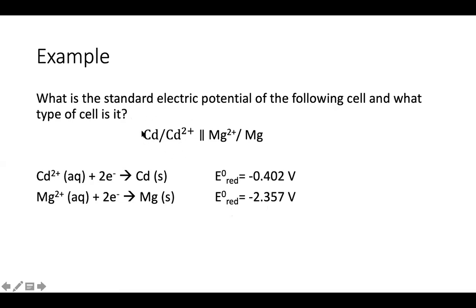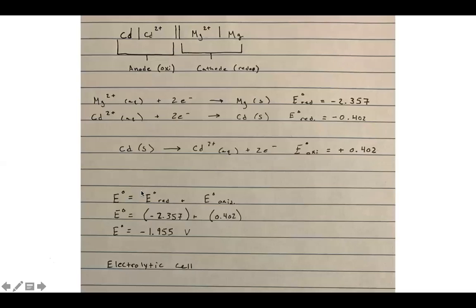So this indicates to us that we have to flip this cadmium half reaction and change the sign on its cell potential. Okay, so again, that's kind of what I described. And as you'll see, I kept my magnesium equation exactly the same, right? Magnesium 2+ plus 2 electrons goes to magnesium solid, and I wrote its reduction potential. Now my cadmium equation, you'll notice I flipped.